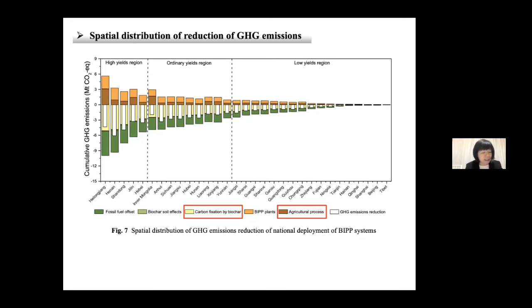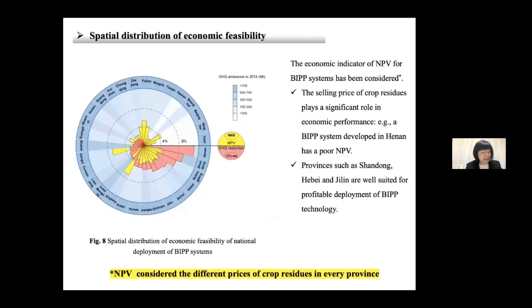These results clearly indicate that some provinces rich in biomass resource could have a significant potential for greenhouse gas emission reduction. And the BIPP deployment can have a particularly important influence for Central East China, which is responsible for globally high greenhouse gas emission. And the economic indicator of NPV for BIPP has been studied as a function of different provincial biomass. It is found that the selling price of the crop residues plays a significant role in economic performance.